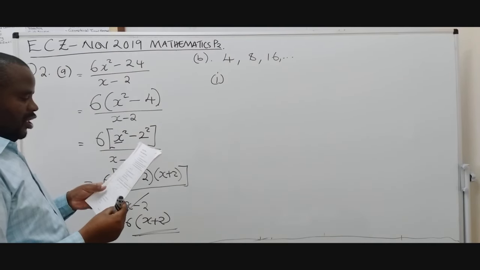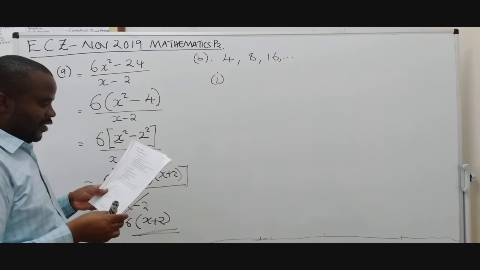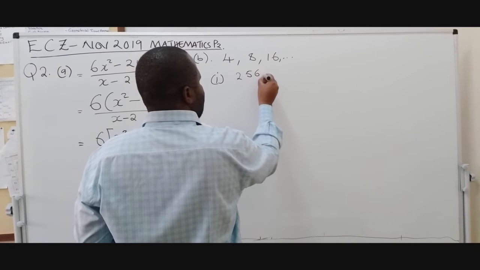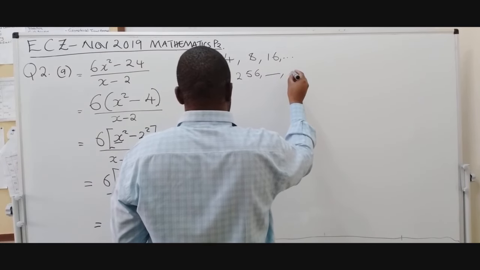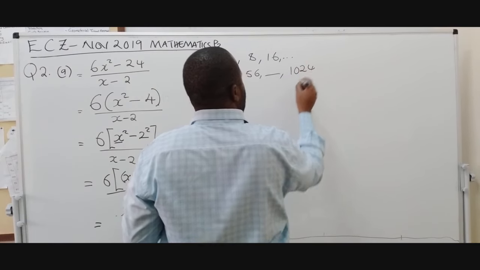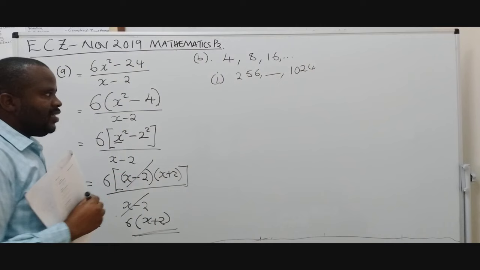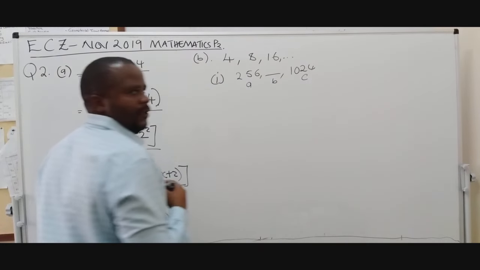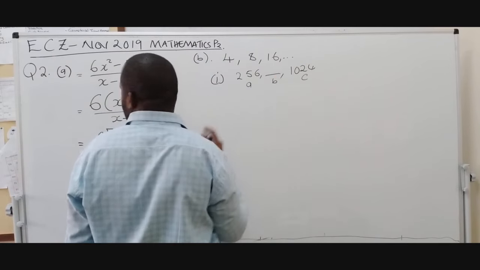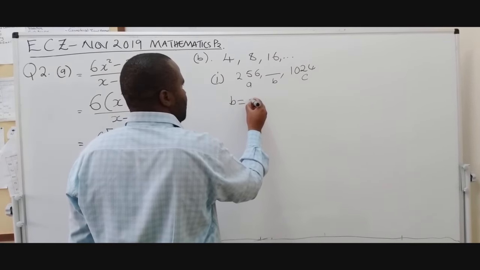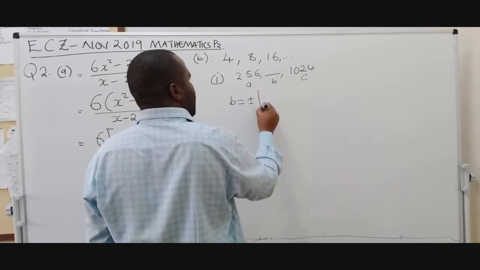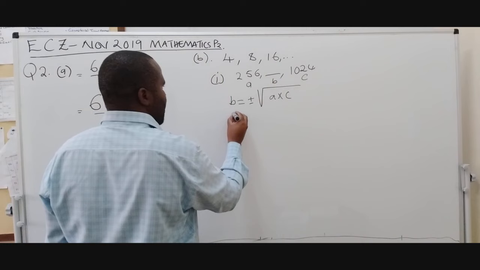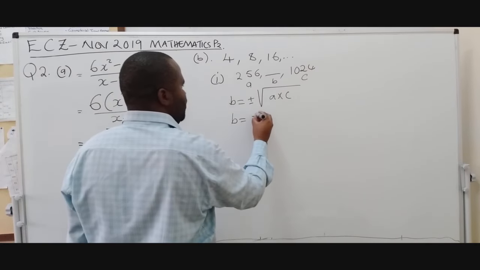Can we find the geometric mean of 256 and 1024? So what we have is, you have 256, there's some number here, and 1024. But geometric mean, we want the number that is in between. So usually, we denote the first number by A, this one by B, and this one by C. Then we say the geometric mean, which is B, is equal to plus or minus the square root of A times C.